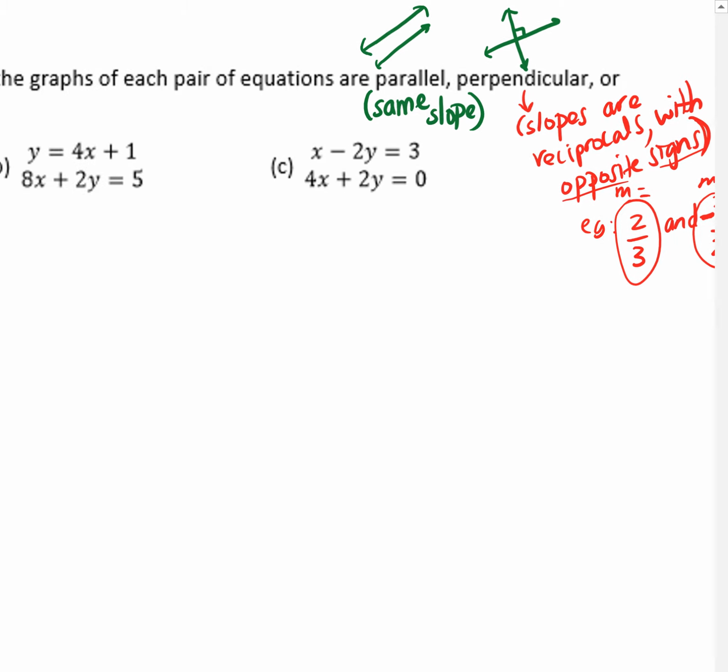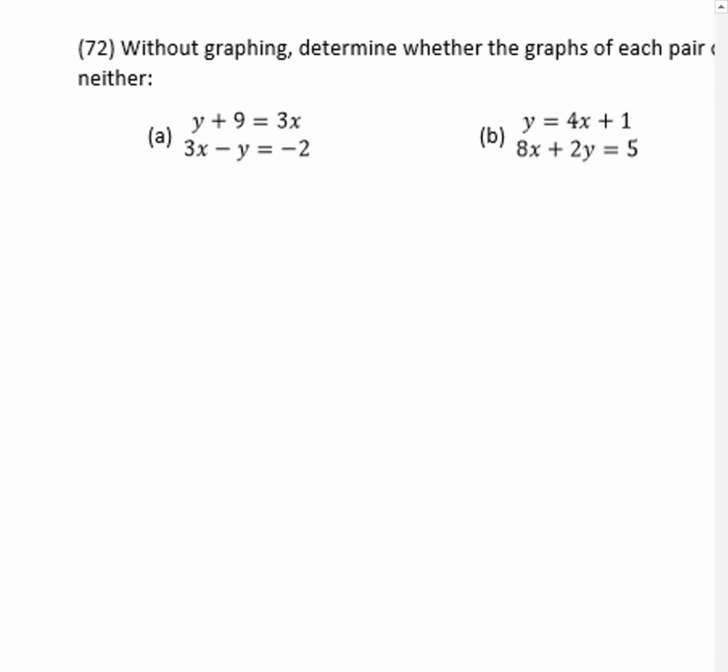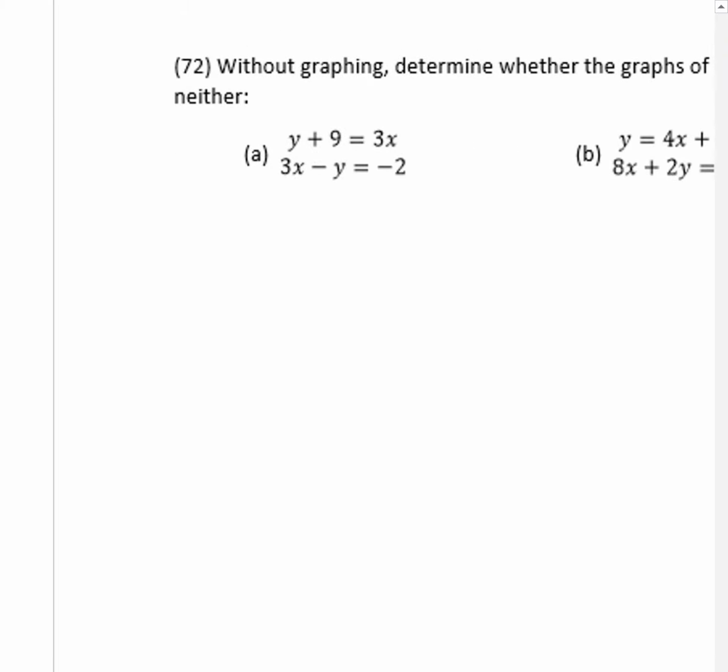Now that we know what to look for, I think we can start thinking about these examples. So number 72, you've got two equations of lines, and they want to know if they're parallel, perpendicular, or neither. What we're going to have to do is take each of them one by one and solve for y to tell what the slope is. And then we can compare their slopes and say, are they the same? Well, then they're parallel. Are they opposite signs and reciprocals? Well, then they're perpendicular. But if neither of those is happening, then it must be neither.